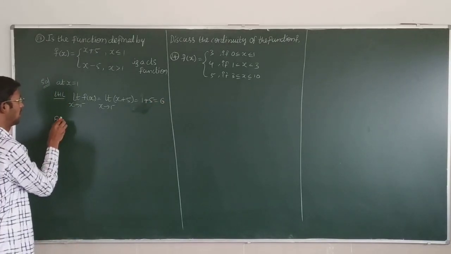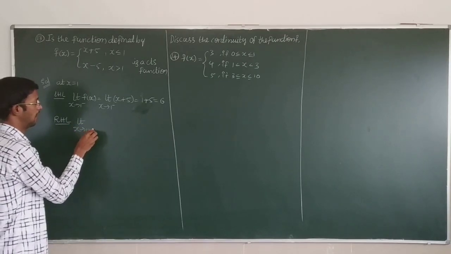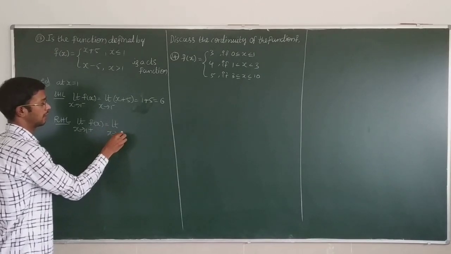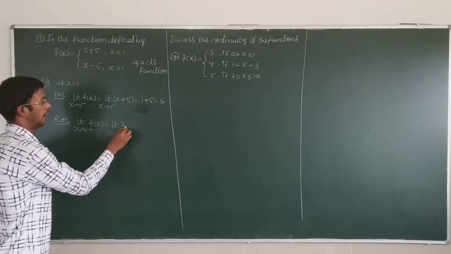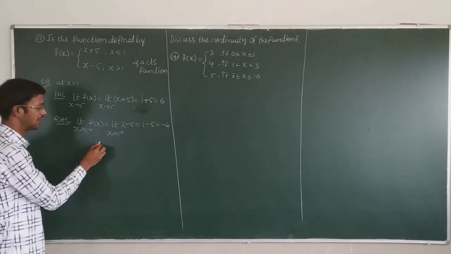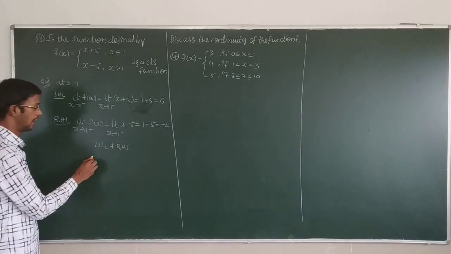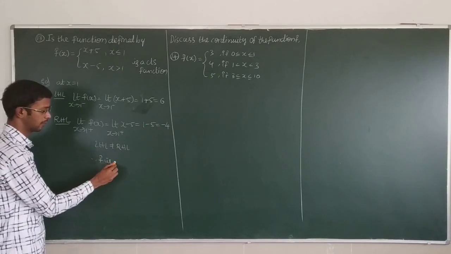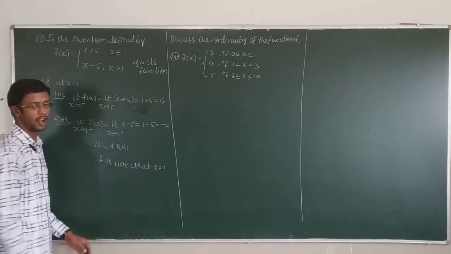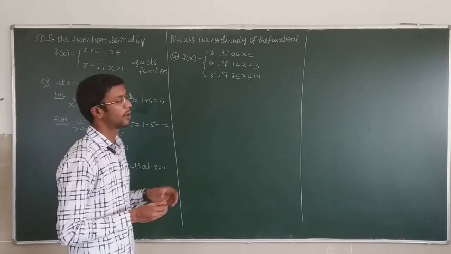Next, RHL is limit x tends to 1 plus f of x is equal to limit x tends to 1 plus, for x greater than 1, x minus 5. 1 minus 5 is minus 4. LHL is not equal to RHL. Therefore, f is not continuous at x is equal to 1, or you can also write discontinuous at x is equal to 1. Next, problem number 14.